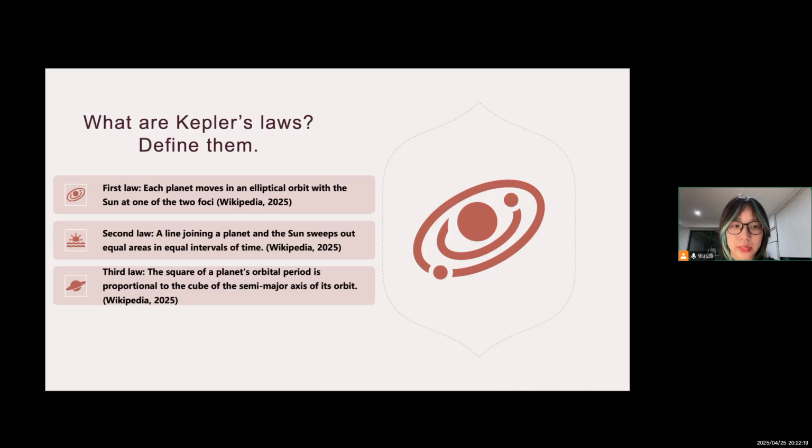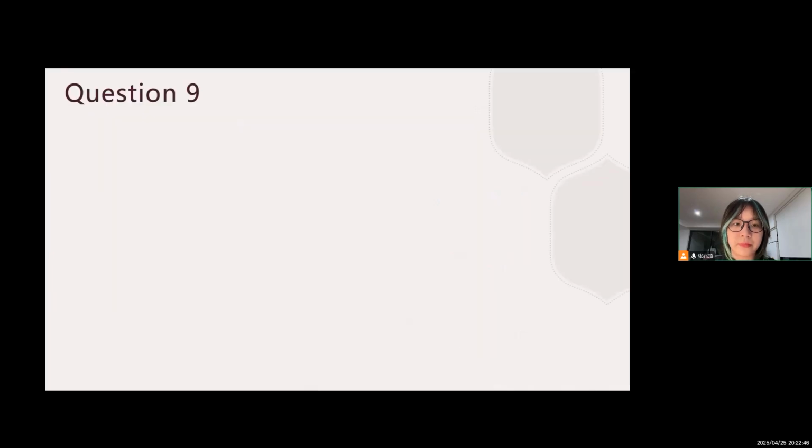So the first law is each planet moves in an elliptical orbit with the Sun at one of the two foci. And the second law is a line joining a planet and the Sun sweeps out equal areas in equal intervals of time. And the third law is the square of a planet's orbital period is proportional to the cube of the semi-major axis of its orbit.